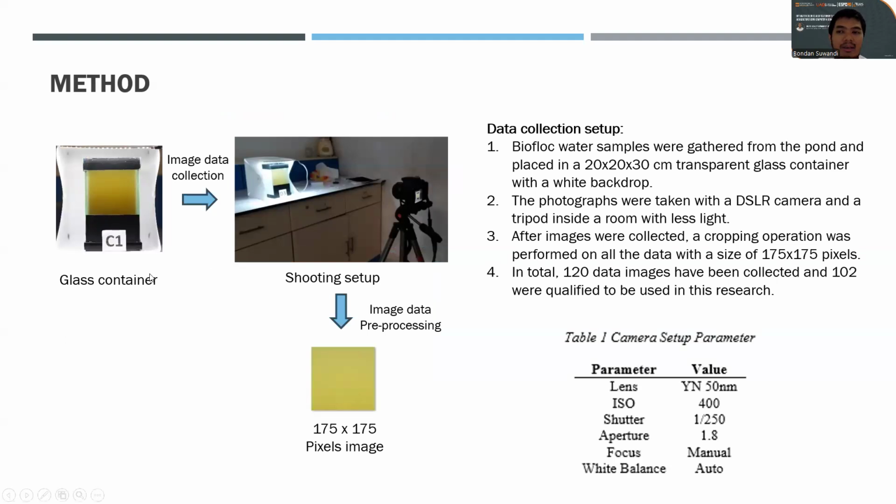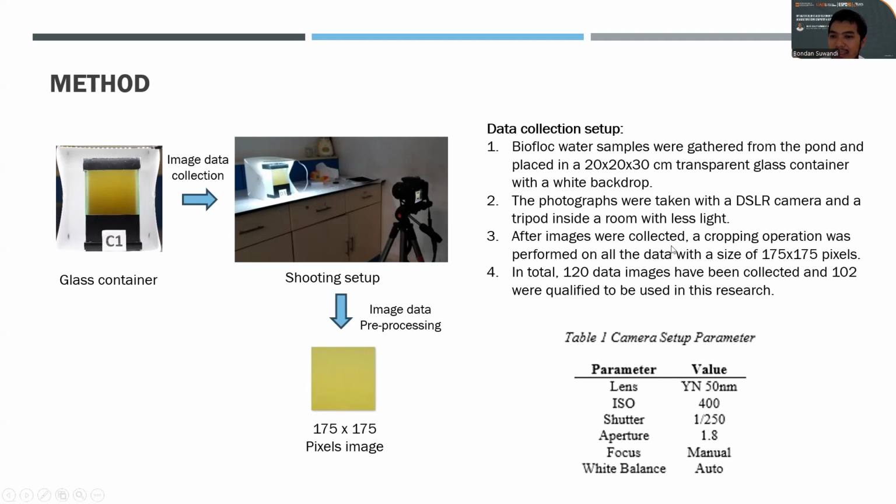In the data collection setup, the water from the biofloc ponds is collected in a glass container. Each week we gather water from the pond into the glass container. The glass container size is 20 by 20 by 30. It's a transparent glass container with a white backdrop. After that, the image data is collected. We take the photo using an SLR camera on a tripod inside a room with less light. We use a fixed camera parameter setup, as can be seen in table 1, so we can assure that we have the same condition every week we took the photo.